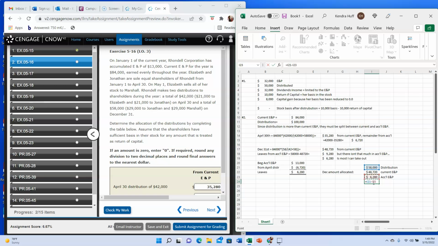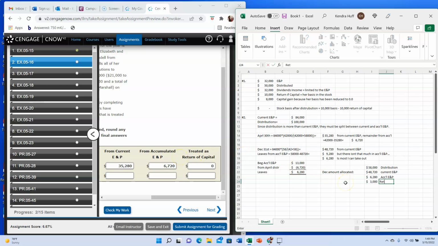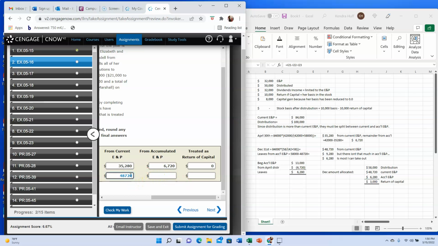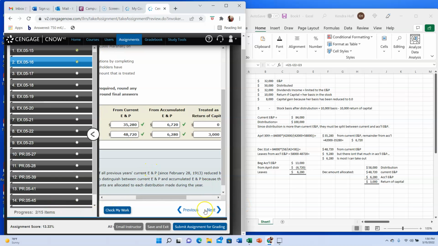So I've allocated 48. I've allocated the 6. All right, so it's a remainder of 3,000. That is a return of capital because there's no more EMP for it to come out of. So 48,720, 6,280, and 3,000. All right, that's number 2.